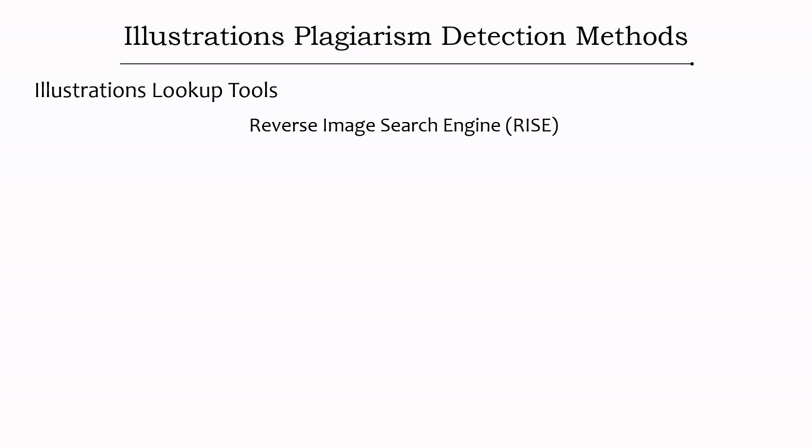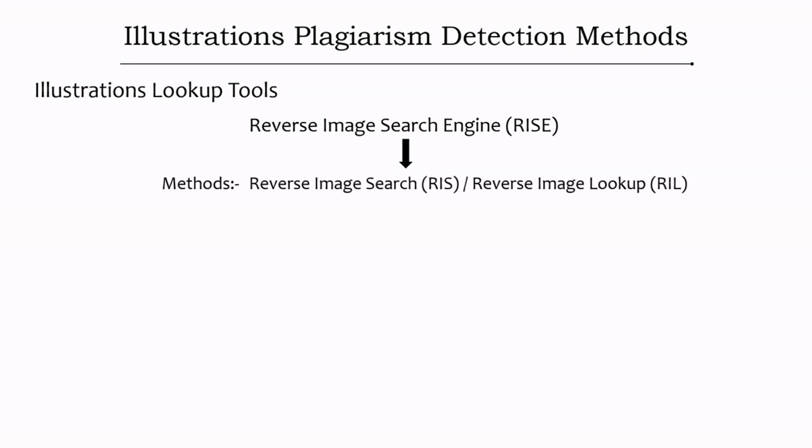It means, by taking illustrations from users, it searches for any similar illustrations. The method followed by a reverse image search engine is reverse image search, which is also called reverse image lookup. How does this engine work? You have to upload your images to check whether the uploaded images are subject to copyright or not. Means in a reverse way, that is from user to search engine.